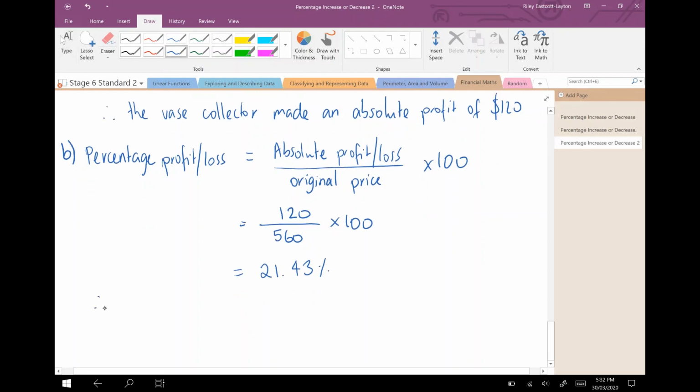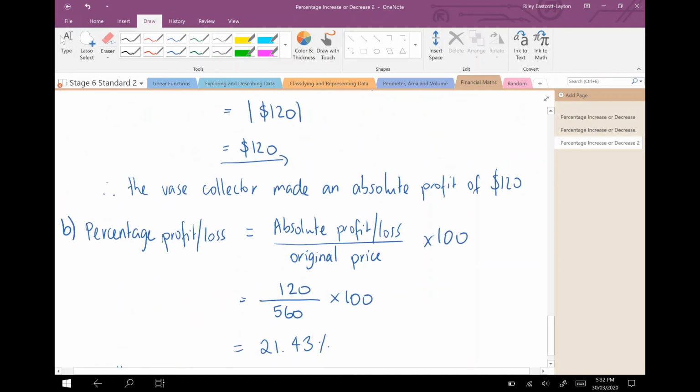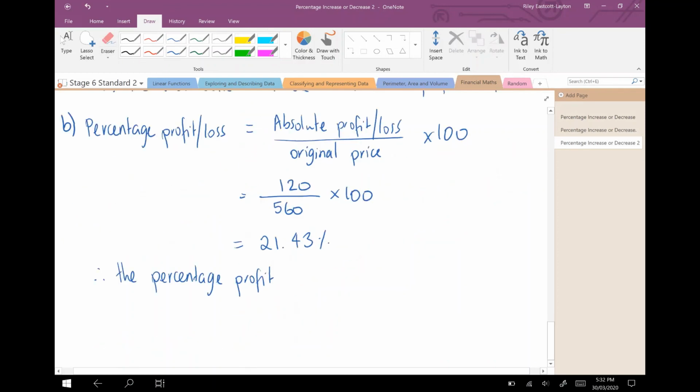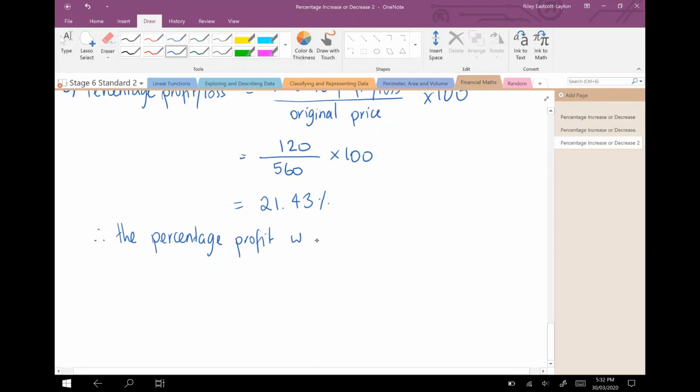And we finish off with the therefore statement. Therefore, the percentage profit, now we have to make sure that we say profit, because we worked out in the last bit that it was a profit with our plus up here. The percentage profit for the vase collector was 21.43%. Done.